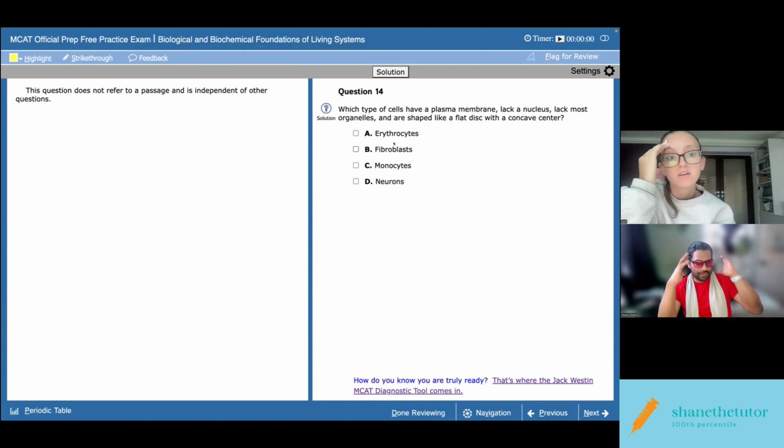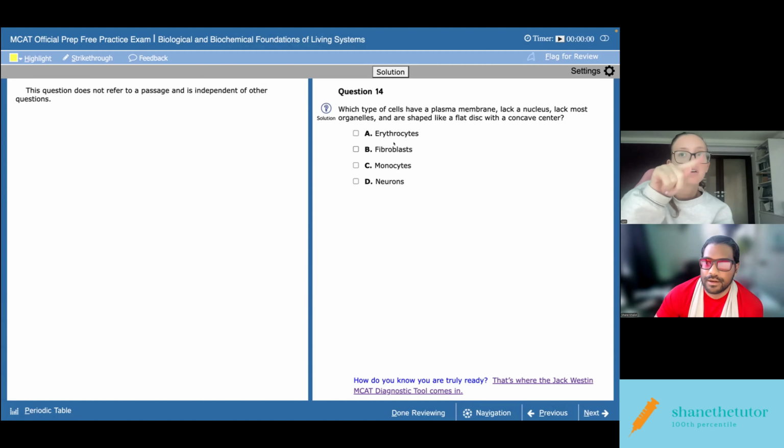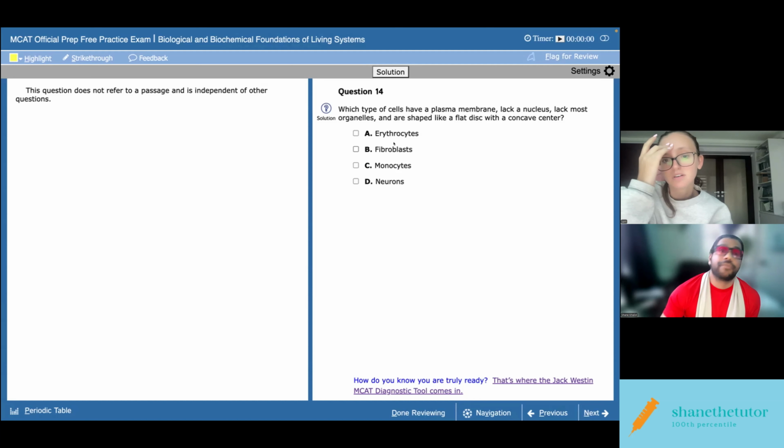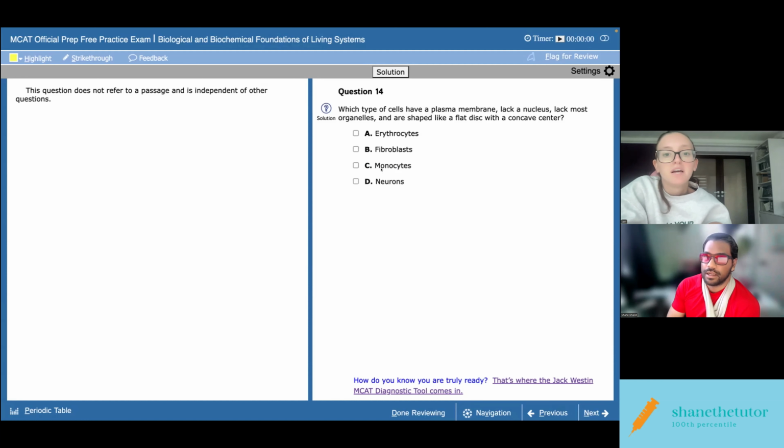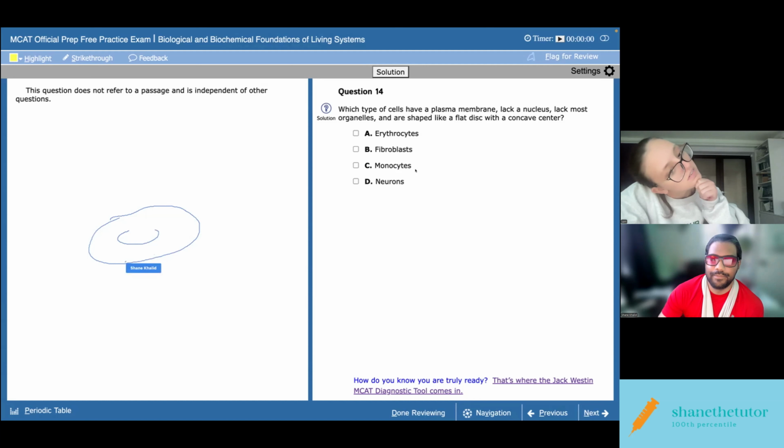If you picture it, what do you picture? A flat disk with a concave center, like lacking a nucleus would make it have the concave center, I guess. I don't know if that is what makes it. Nothing from the three of these comes to mind, but the flat disk of it all makes me think that it's C. That's where my mind went. So I kind of drew it here. Maybe that can help.